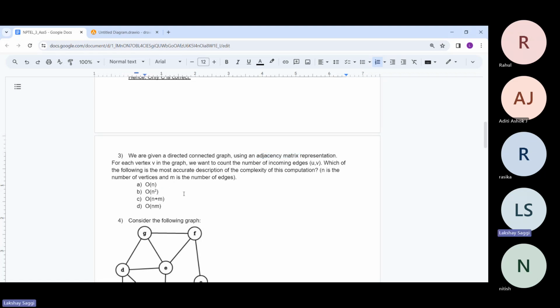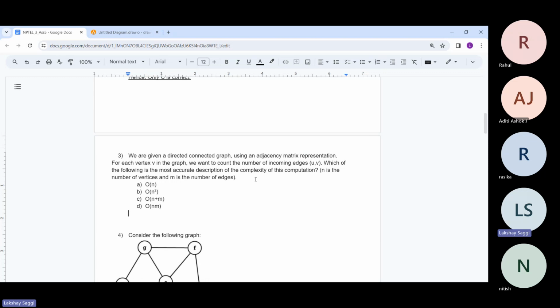So Rasika is saying that the answer should be B in this problem, which is order n square. So yes Rasika, you're correct. Good job. The correct answer is B here. And why is this the case? Because in adjacency matrix representation, for every vertex, if we want to find out what the incoming neighbors are, we'll have to check for all the vertices of the graph whether there exists an edge from that vertex u to the vertex v. So the correct answer is option B, which is order n square.